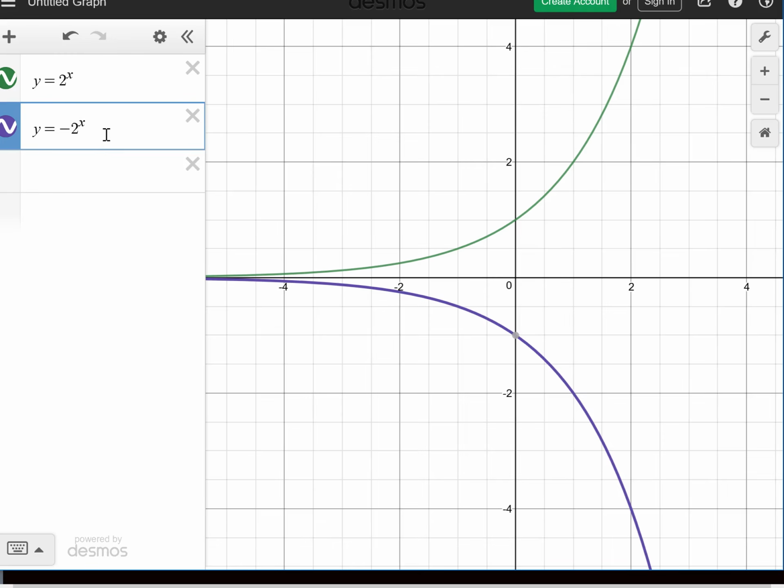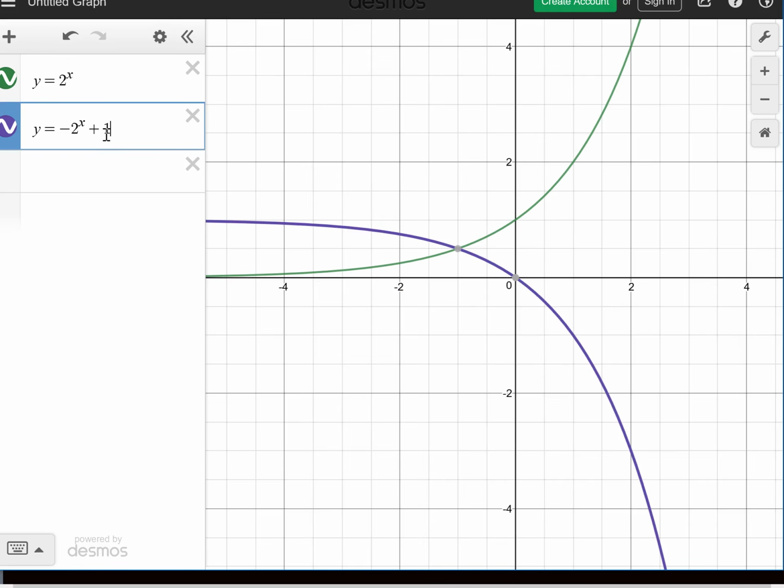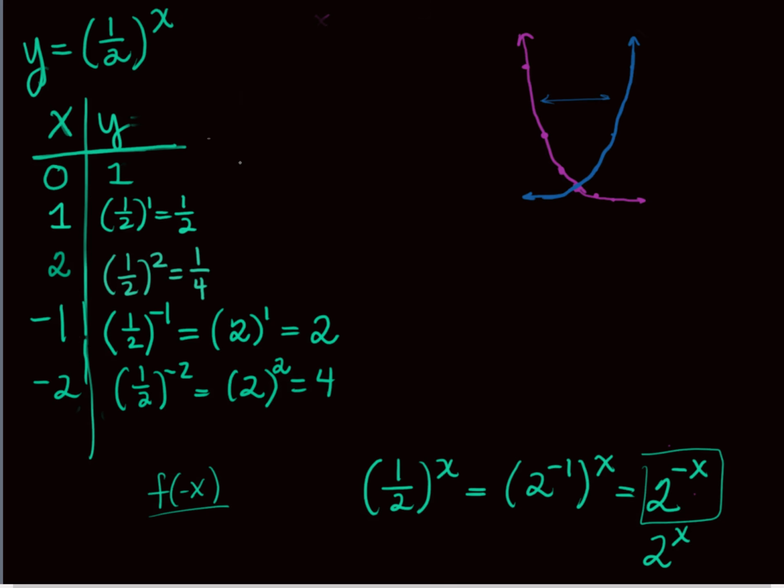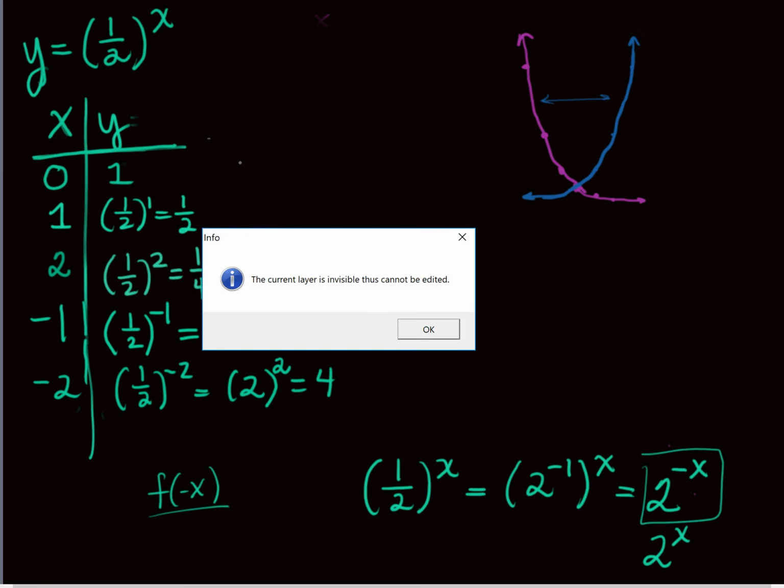You can put this on your calculator, you can use Desmos. I'm going to have you graph these, but again, you're welcome to use your calculator and verify. So let me show you the stuff that I want you to do.